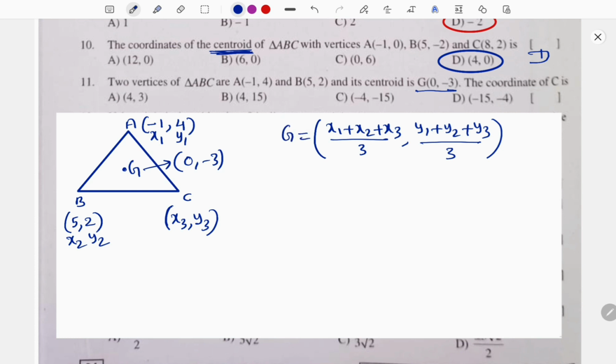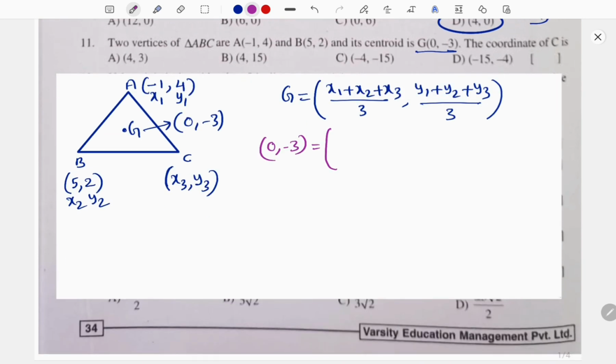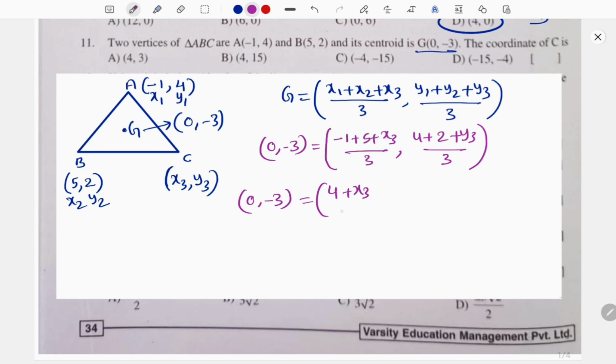Here we know G. What is G? That is (0, -3). Therefore (0, -3) is equal to ((x1 + x2 + x3)/3, (y1 + y2 + y3)/3), that is ((-1 + 5 + x3)/3, (4 + 2 + y3)/3). So (0, -3) is equal to ((4 + x3)/3, (6 + y3)/3).